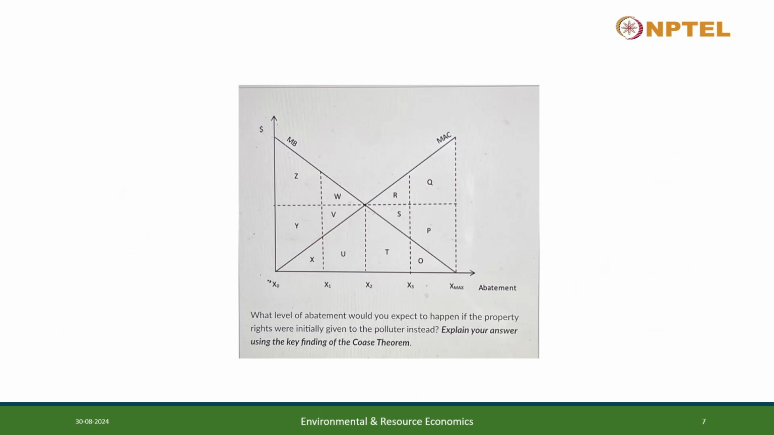Okay, now we will move towards the second question. In this case, the property right is initially given to the polluter. Now, what will be the level of pollution pre-negotiation and post-negotiation?